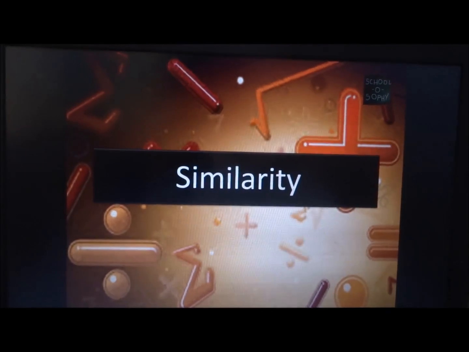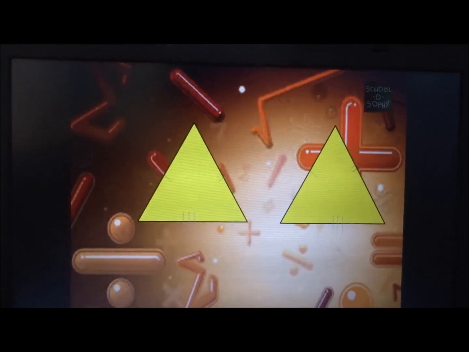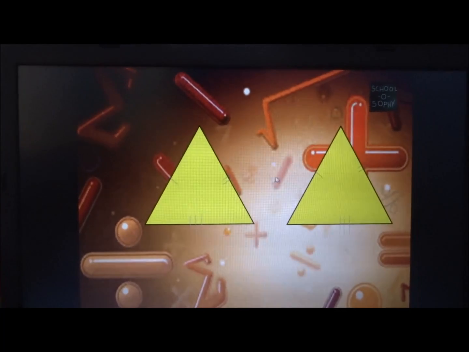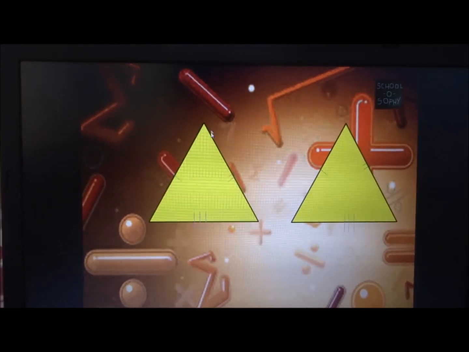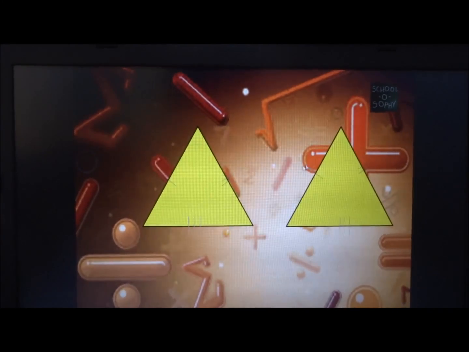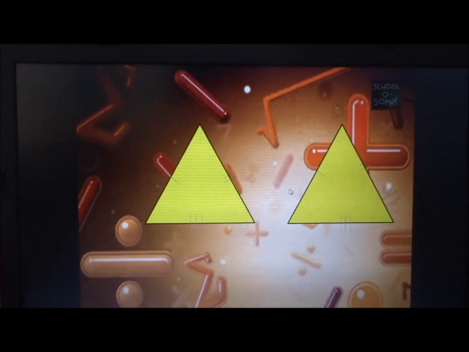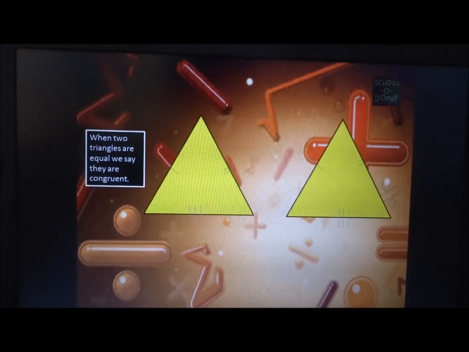So today we are going to speak about similarities, which is a topic in maths. So let's start. Here I have two triangles. Now as you can see, there is a line on this side of this triangle and the same line is there on this side of the triangle, which means that these two sides are equal. The same thing happens for this side and this side with the other triangle. Now because all three sides are equal, we say that the two triangles are congruent.